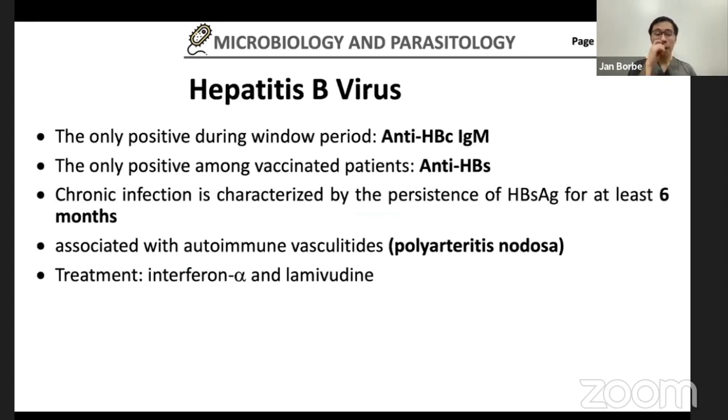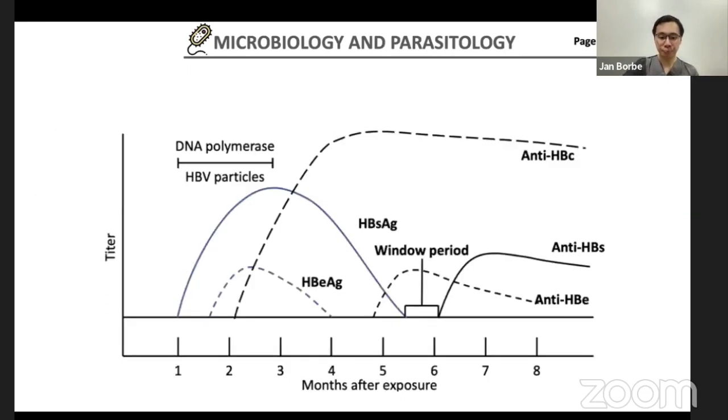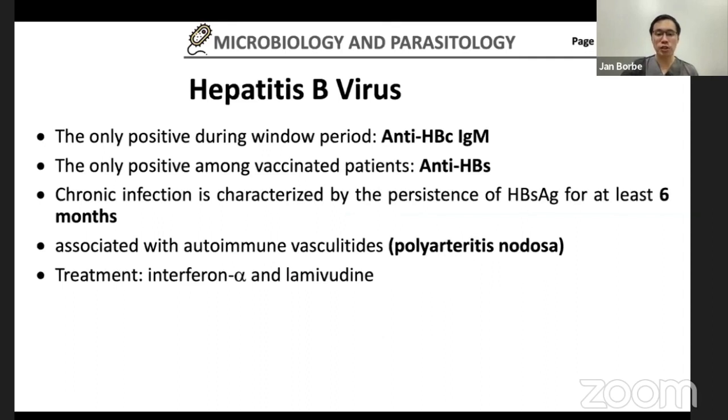Okay, so some key points again when it comes to the titers, the only positive during the window period is the anti-HBc IgM. Window period meaning to say, from the time that you get infected, bago maglabasan yung mga antibodies natin, it's really just the anti-HBc. Medyo confusing yung figure natin dito, kasi merong anti-HBe. Pero ignore natin yan, kasi usually it's still undetectable at this point. So the only positive antibody during the window period is anti-HBc IgM.